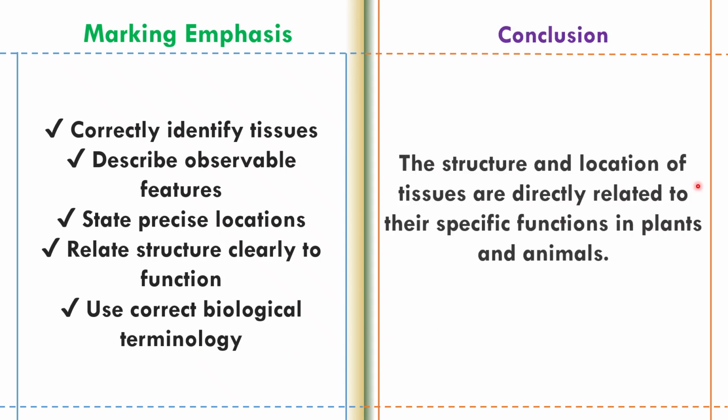Conclusion. The structure and location of tissues are directly related to their specific functions in plants and animals.